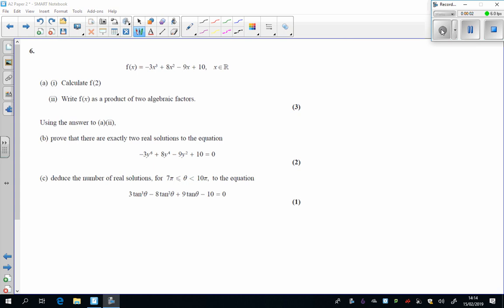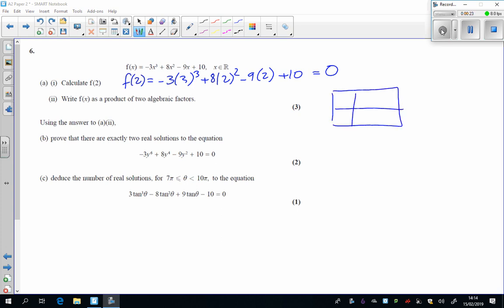Question 6 is another one almost the same as what we've done in previous papers on the mock paper and so on. So we're putting in 2 into the equation. You could probably guess what it's going to give, but do work it all out, show every line, and of course it equals 0. And so that tells you that x minus 2 is going to be a factor here.